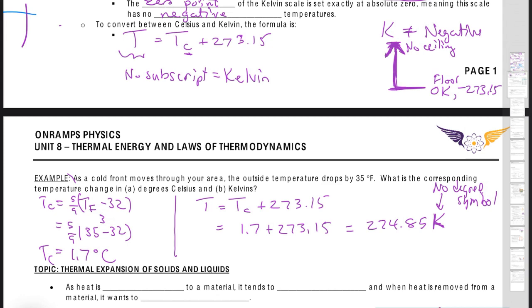So what we're going to do in the next video is we're going to look at expansion. As we change the temperatures, how do solids, gases, and liquids react, and so forth.